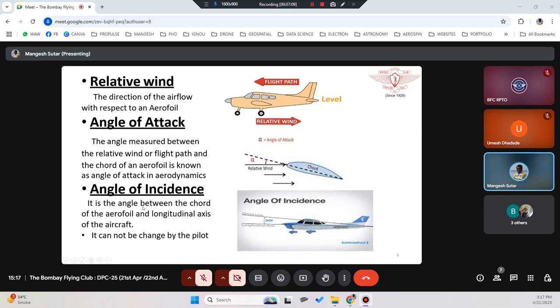Okay, it is the angle between the chord of the aeroplane and the longitudinal axis of the aircraft. It cannot be changed by the pilot, क्योंकि ये जब आप एरोप्लेन डिजाइन करते हो तभी ये बनाया जाता है. That is when the designer designs. So angle of incidence will vary, but it cannot be changed on any aeroplane as it's required. It is fixed for that particular aeroplane. Okay, any questions so far?